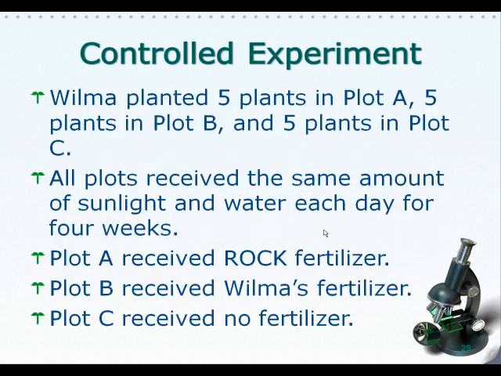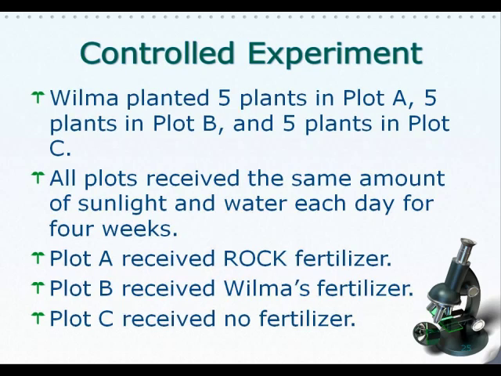Wilma planted 5 plants in plot A, 5 plants in plot B, and 5 plants in plot C. All plots received the same amount of sunlight and water each day for 4 weeks. Plot A received rock fertilizer. Plot B received Wilma's fertilizer. Plot C received no fertilizer.